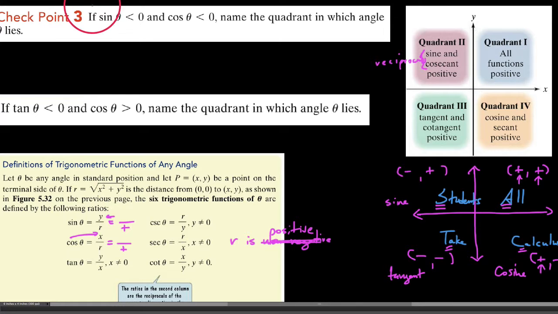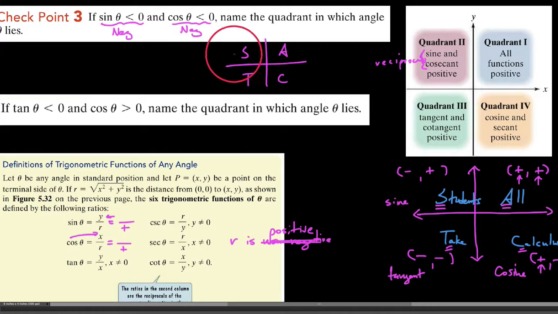So let's take a look at this up here. It says, did you know that I have an angle here? If the sine of that angle is less than 0, that means it's negative. And the cosine of that angle is less than 0, which means that it's also negative. Then we want to find the quadrant in which it lies. So using this, we can just say All Students Take Calculus.